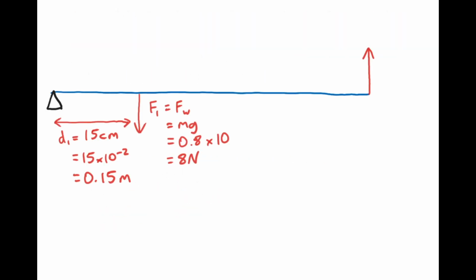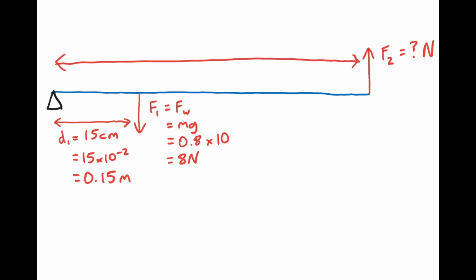An upward force is applied at the other end. Let's call this force 2. Its distance is 40 centimeters from the fulcrum, and again, we need to convert this into meters. So 40 times 10 to the power of negative 2 is 0.4 meters.